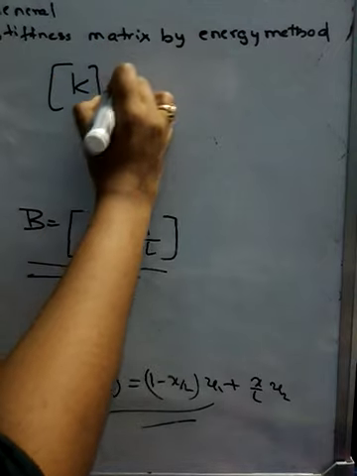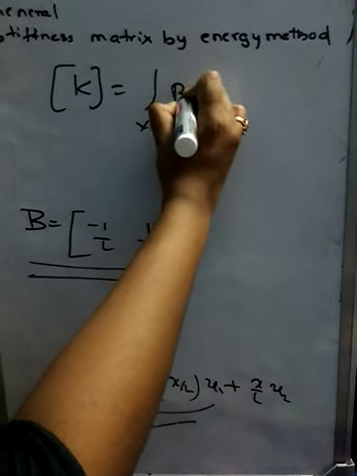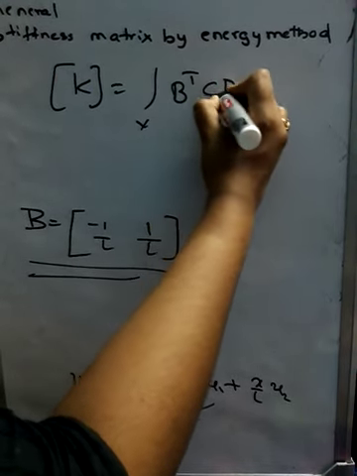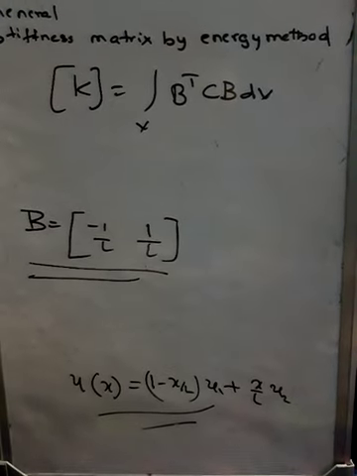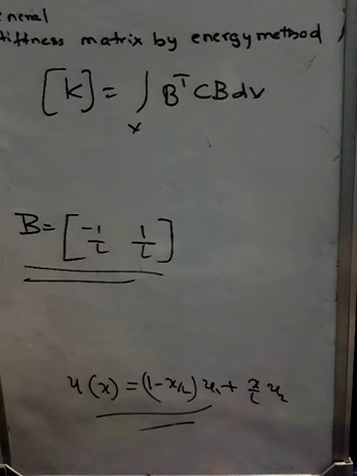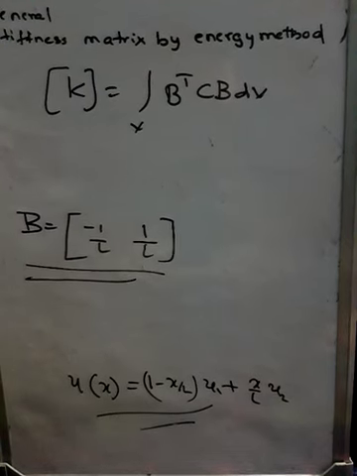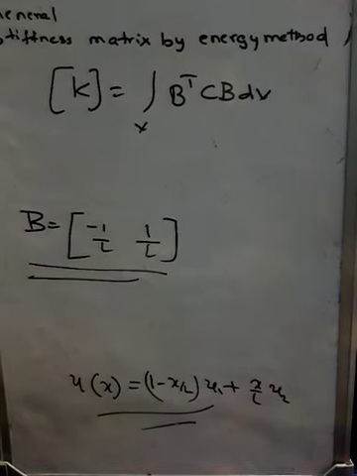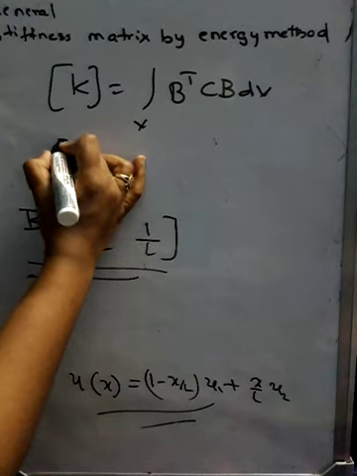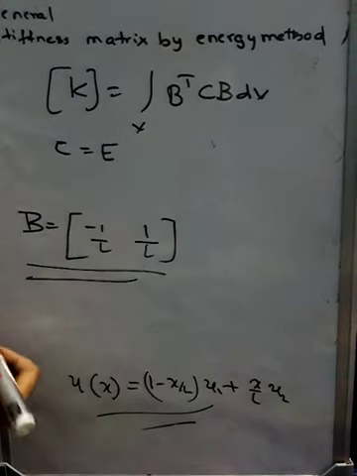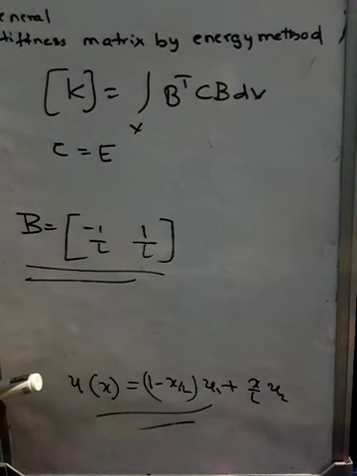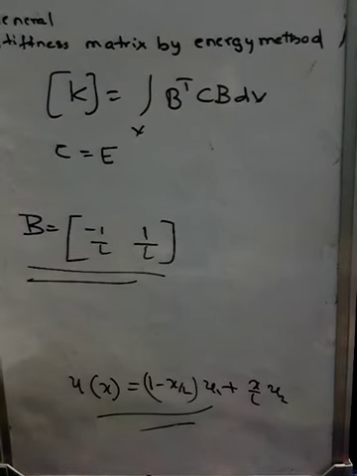K is equal to what? Integration of V, B transpose C into B into dV. Okay, so this is the equation which you are going to use for the stiffness matrix. Now, C is equal to what? C is equal to E, where C is the stress strain relationship matrix or elasticity matrix.